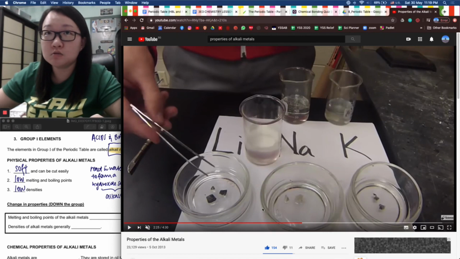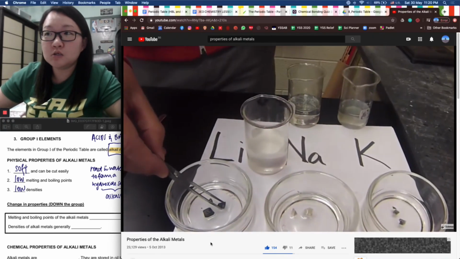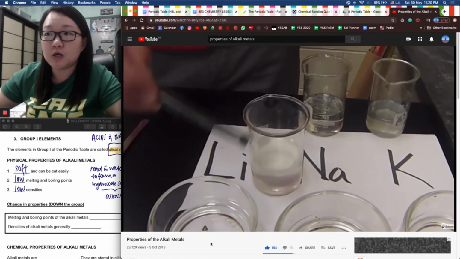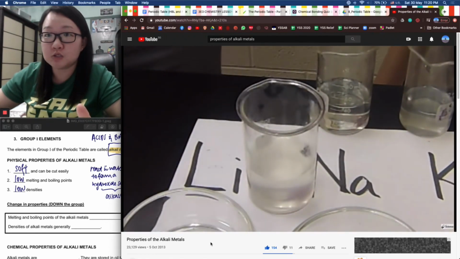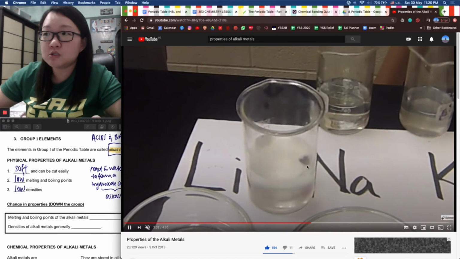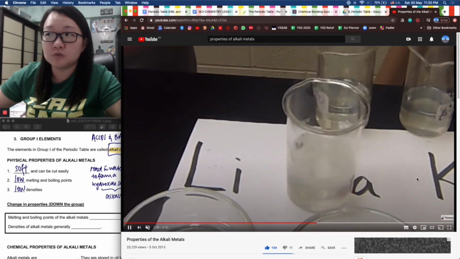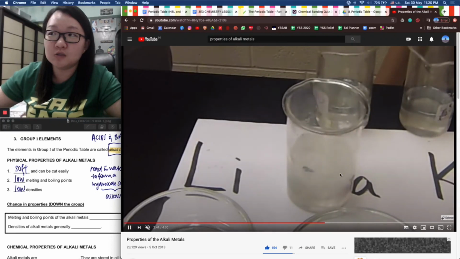In general, alkali metals all have low densities. Again, we're going to watch a video to have a look at why this is so. Over here you can see there are samples of lithium, sodium, as well as potassium metal. This person just placed a piece of lithium metal into water in the beaker, and you notice that the lithium metal is just floating around on the surface of the water.